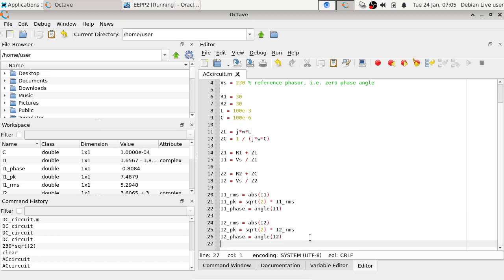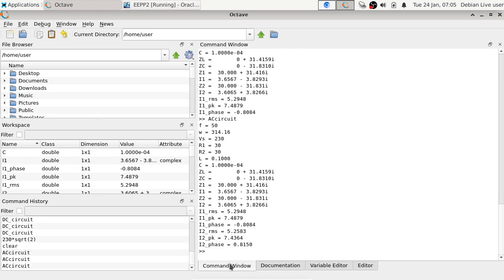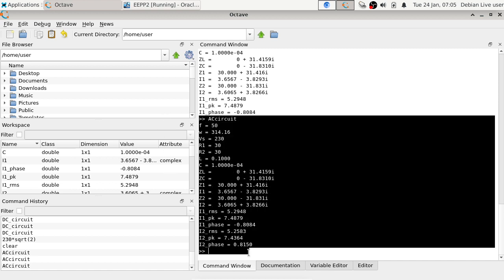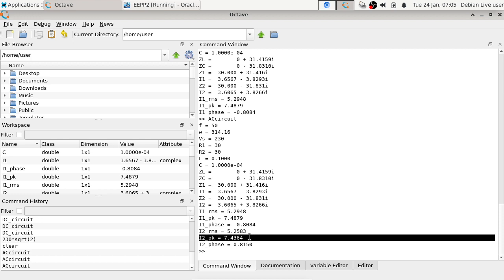So save my changes, go back to the command window and run the program again. So you can see everything from here down, that's the result of the program. And you can see that the values there for the peak, they look very similar to what we got in LTspice, because the magnitude of the current in the capacitor branch was very, very similar to the magnitude of the current in the inductor branch. However, the phase was totally different.